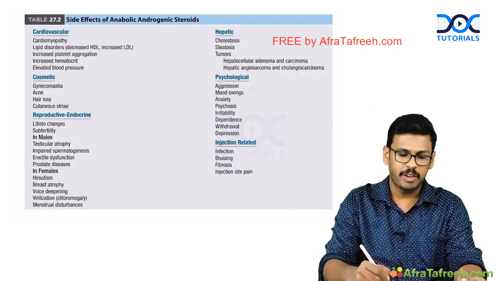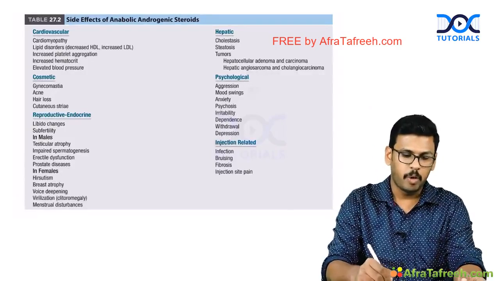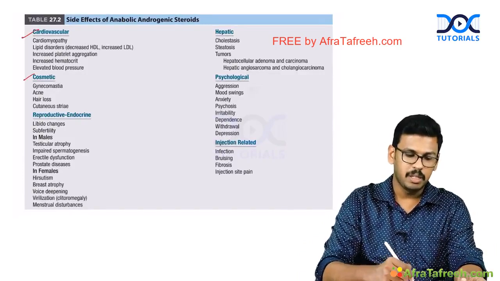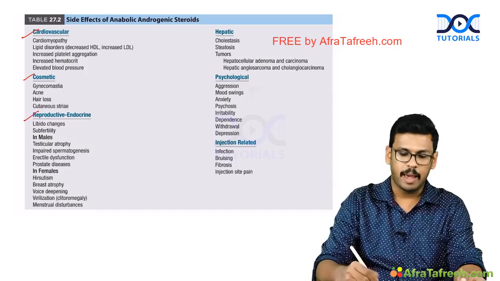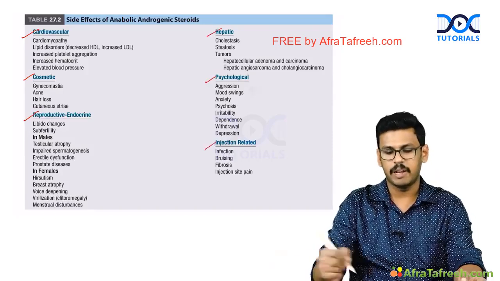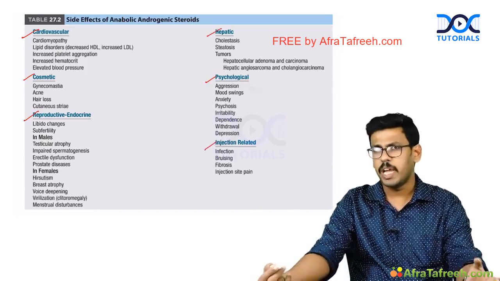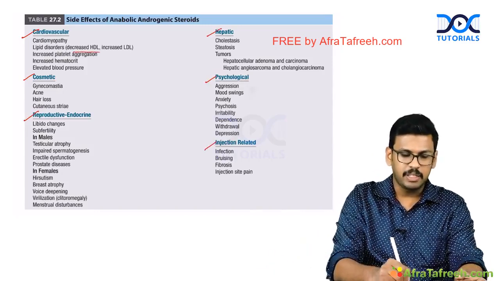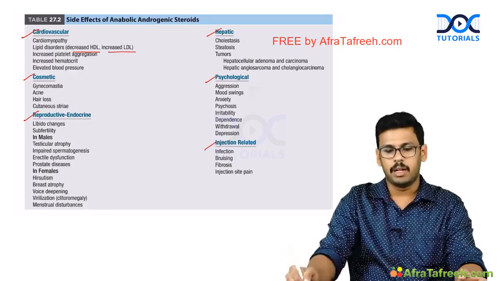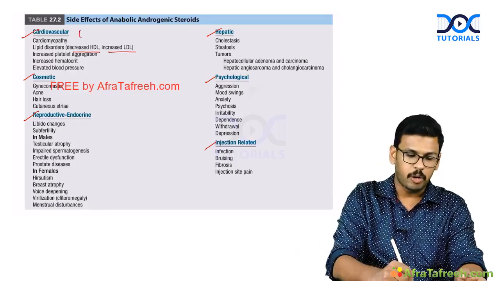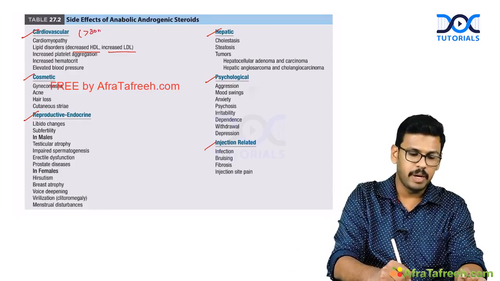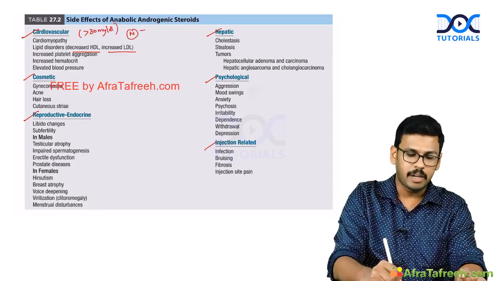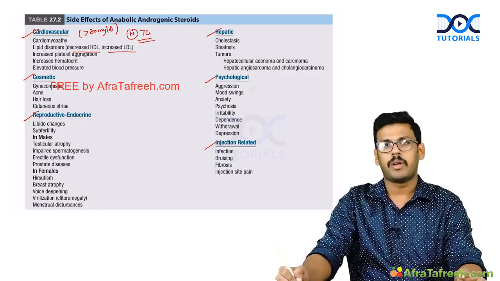Now what are the side effects of anabolic steroids? Anabolic steroids can have cardiovascular, cosmetic, reproductive, hepatic, psychological and injection related side effects. Cardiovascular include the metabolic abnormalities, decreased HDL and increased LDL. For decreased HDL, the usual cutoff they say is less than 30 milligram per deciliter, and importantly the triglycerides are normal.